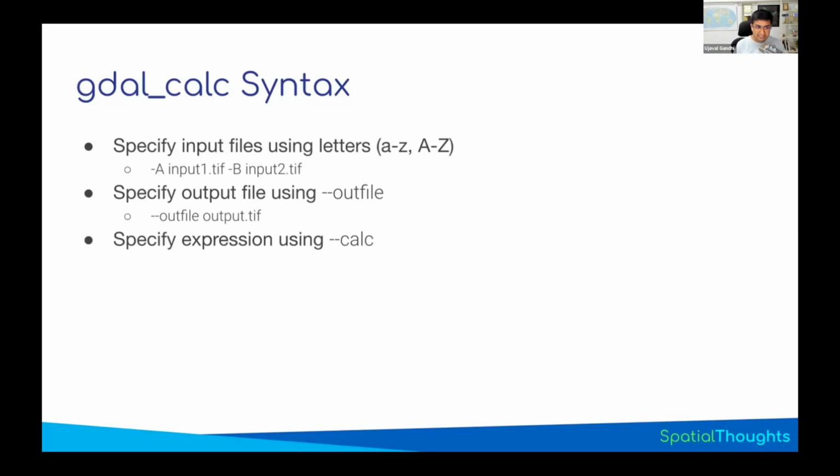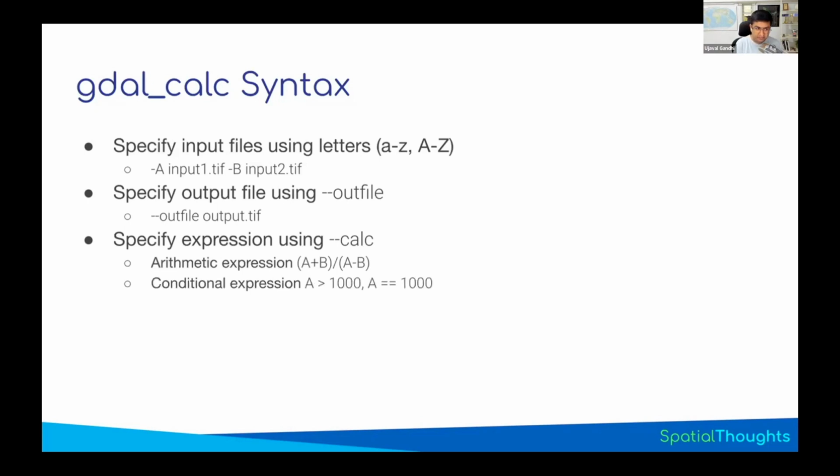And then there's a calc flag, which you can use to describe your computation. You can do things like A plus B divided by A minus B. So if you want to compute a spectral index, and the first band is NIR, the second band is red, you can compute NDVI using this. So you can apply simple arithmetic operations.